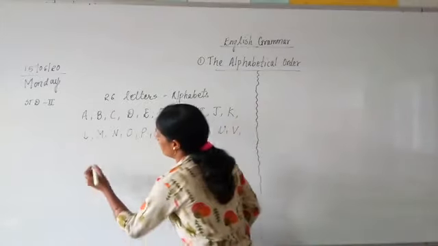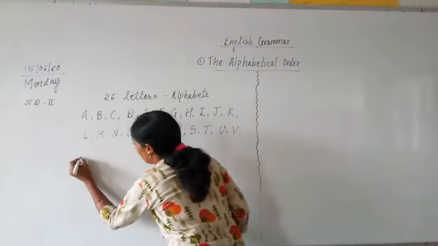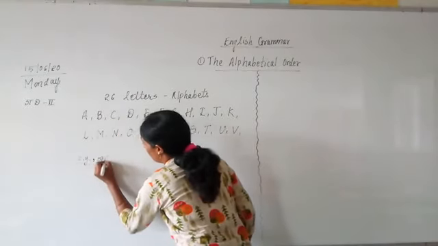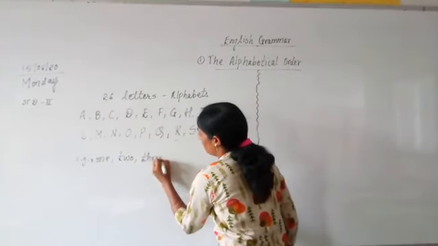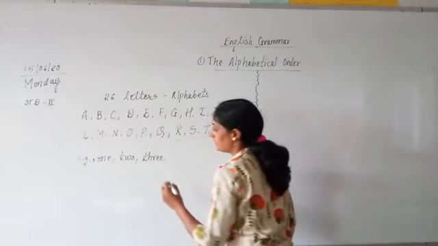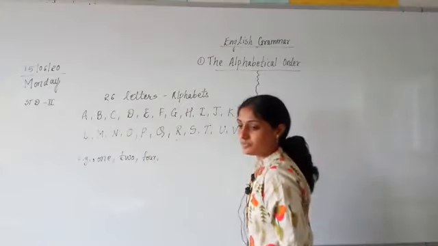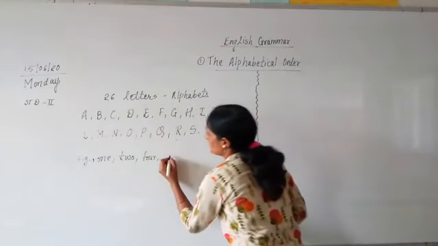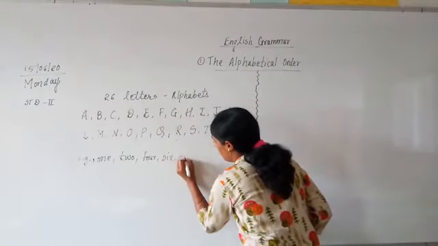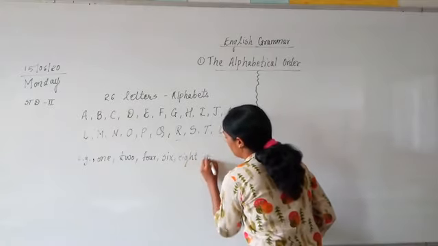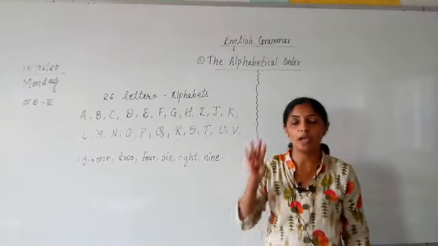Okay, I'll give you one example. Now in your grammar book, examples are given. For example, 1, 2, 3. 3 is not there. 4. After 4 is 6. Next is 8 and 9. Now if I tell you to write down these words in alphabetical order, you have studied about alphabetical order in first standard.